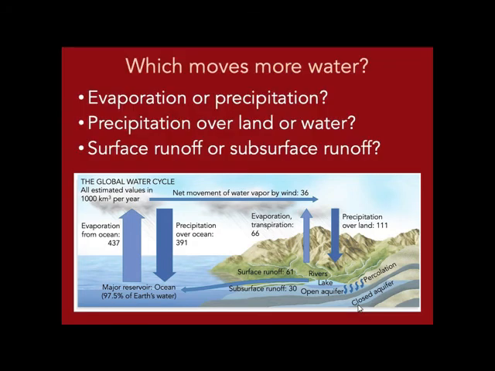All right, which moves more water, evaporation or precipitation? This is a good question. I wish I knew how to do math. Well, just look at the ocean one, right? Because it's much larger. It's bigger, more evaporation than precipitation on the water. Yeah? And more precipitation than evaporation on land. Yeah.